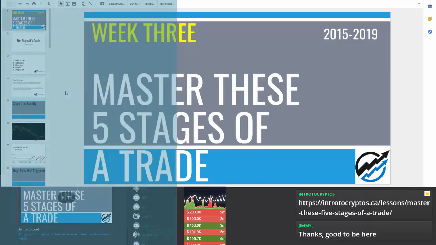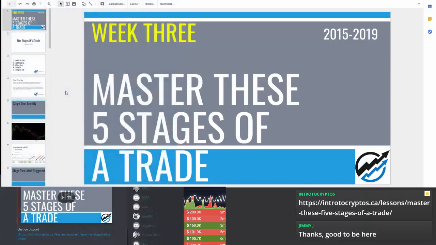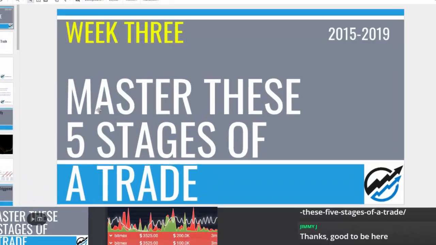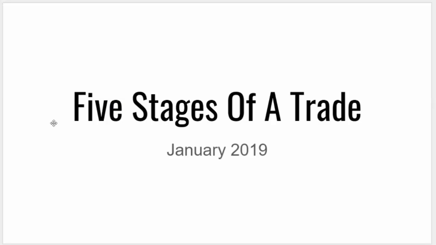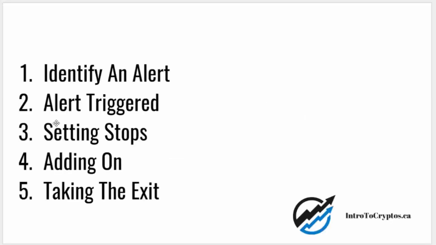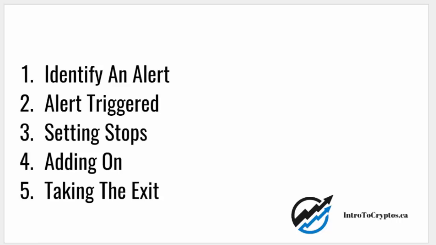Now in week 3, we're taking that information and putting it all together into the whole picture. Mastering the 5 stages of a trade, January 2019. The 5 stages are: identify an alert. The second stage is when the alert is triggered. The third stage is when we are setting stops. The fourth stage is when do we add on to the trade. And the fifth stage of the trade is taking the exit, or taking profits.